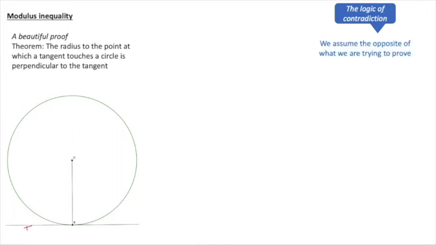So the first thing is that we assume the opposite of what we're trying to prove. So in this case the opposite of what we're trying to prove is that OB is not at right angles to T. We're trying to prove that OB is at right angles to T, so the opposite is that it isn't, and that symbol there is a right angle symbol with a line through it that means not. So OB not at right angles to T.